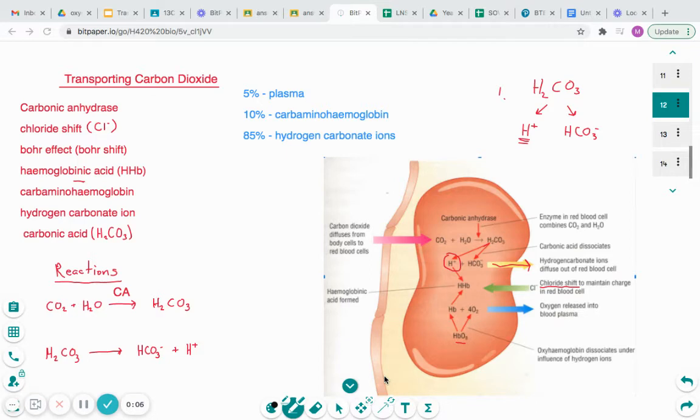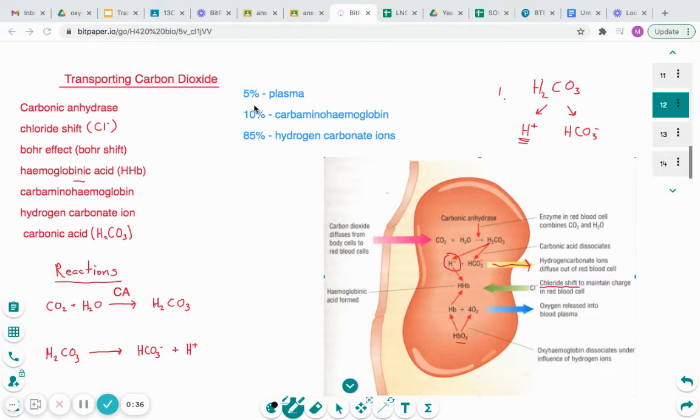Okay, so for this part of the unit, we are going to talk about how carbon dioxide is being transported. And first of all, let's just start off with carbon dioxide. When it's being produced by respiring tissues, it's going to end up being sent back to the lungs via the bloodstream. So carbon dioxide will end up in the blood to get back to the lungs. And how it gets back to the lungs is slightly different.